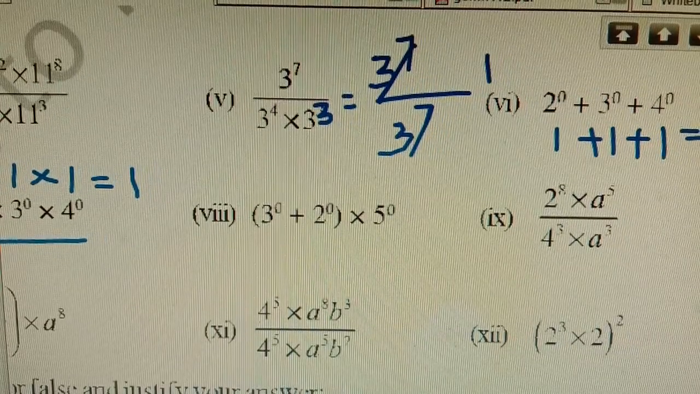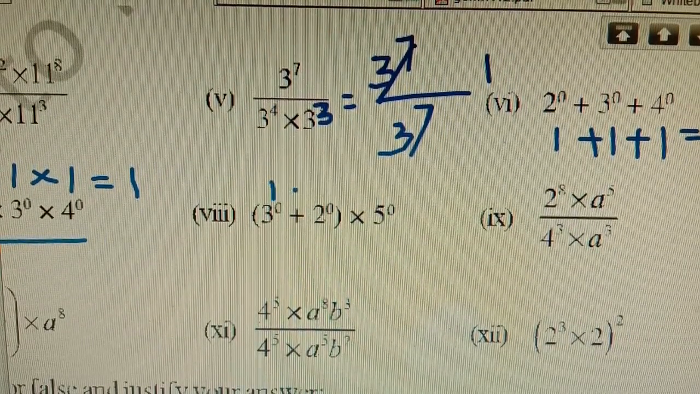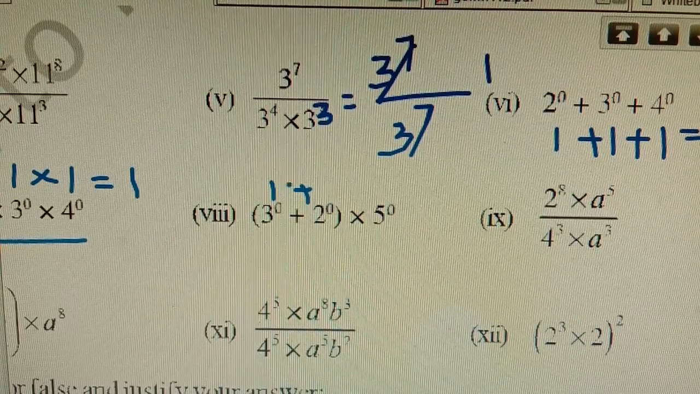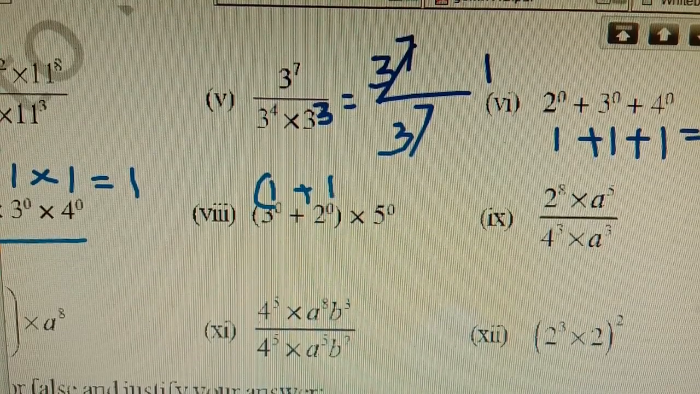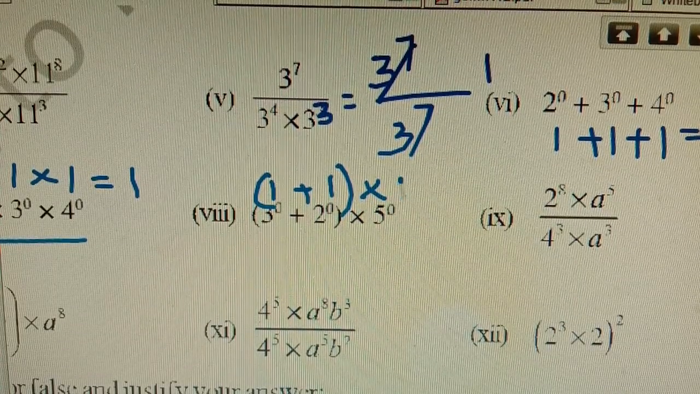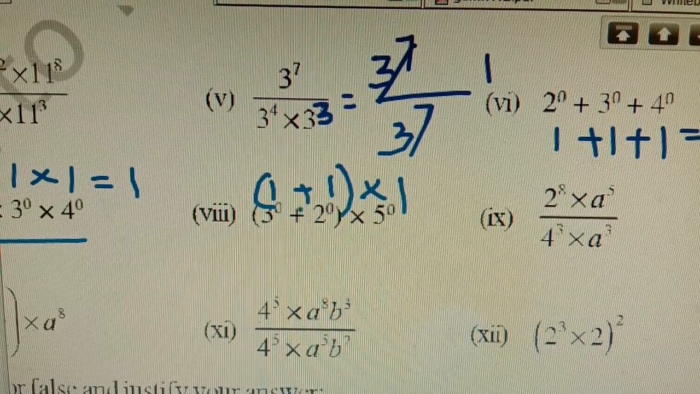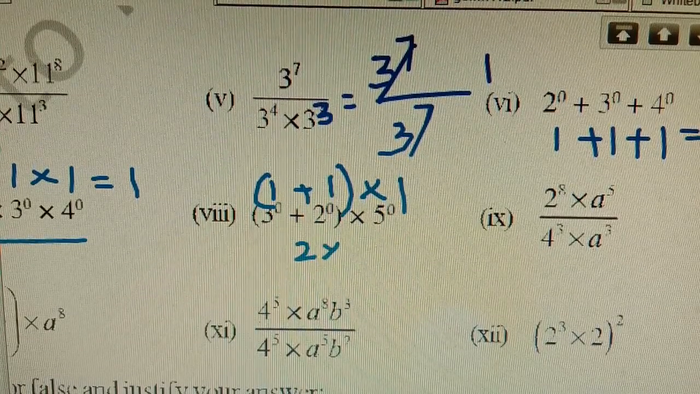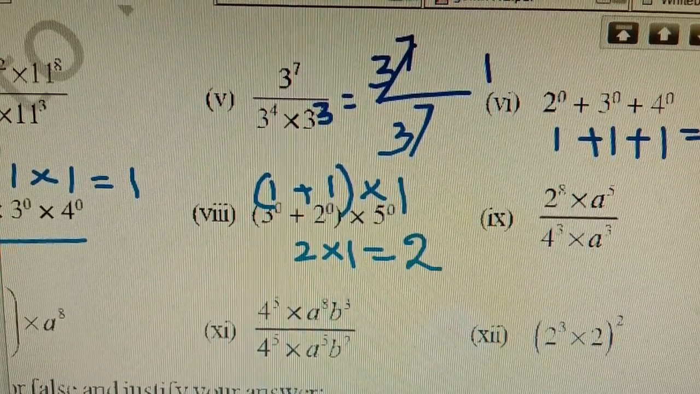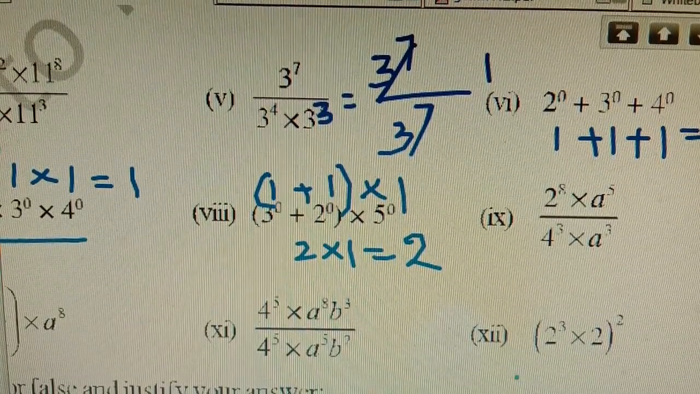Now it is also the same type of question, but here only a little difference. Here 3 to the power 0 and 2 to the power 0 are 1. So 1 plus 1, into 5 to the power 0 is 1. Then 1 plus 1 is 2. So first we do the calculation in the bracket, that is 2. 2 into 1. So the answer is 2. Now the next one.